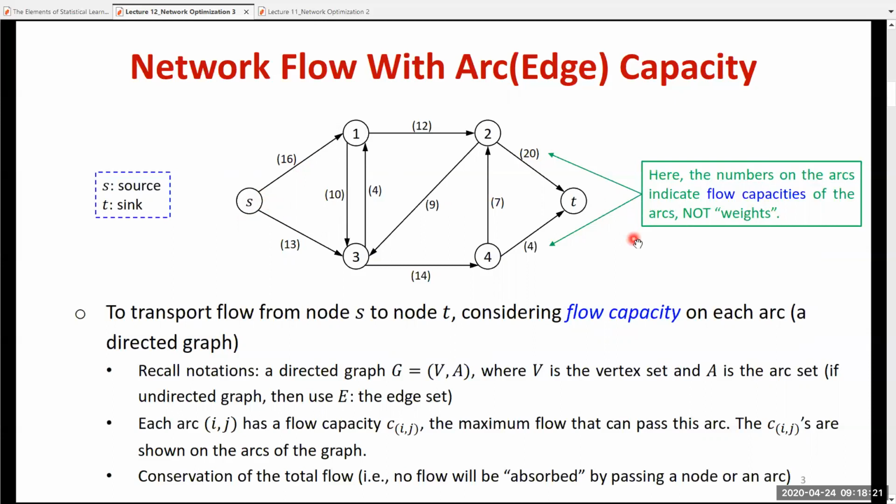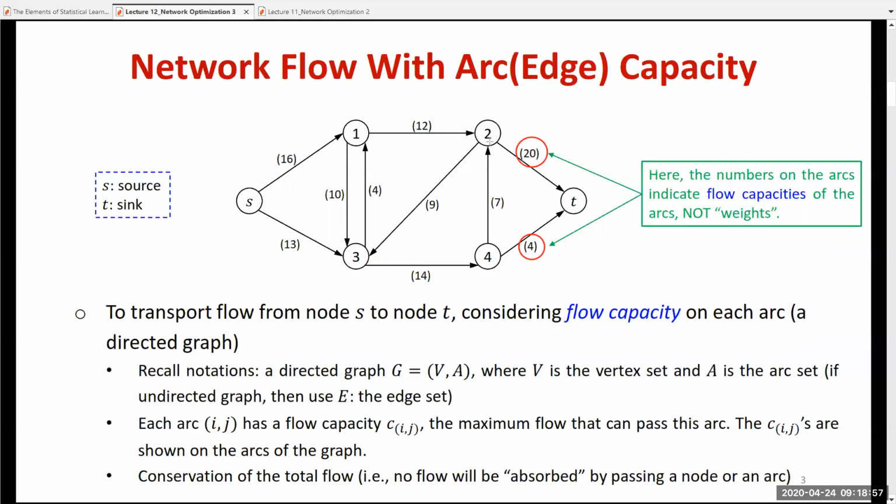This is something like a transportation problem, because it's not infinitely many. We can clearly see that at most you can transport 24 units of flow from S to T. Why? Because at most, you can go from 2 to T plus 4 to T, which gives you the total flow of 20 plus 4, 24. But the real question is how many can I transport from S to T? It's not simply 20 plus 4, done.